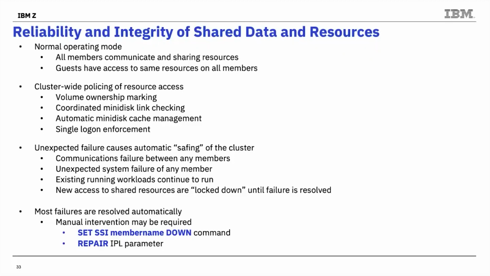We have a command called SET SSI MEMBER name DOWN, and that will try to force a problem member out of the communication so that the remaining non-problematic members can get back into a stable state. We also have a REPAIR IPL parm, which can be used to bypass SSI cluster initialization and management tasks at IPL time. Very similar to what NOAUTOLOG would do if there was a problem user, right? So it essentially bypasses what would be problematic.